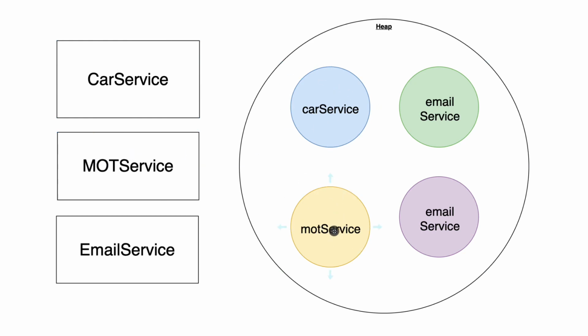And you also saw that MOT service might want to send an email, for example, if the car has an issue with the tires, or something is wrong with the car. Maybe this service class might want to send an email using this service in here. Then the same with car service. So maybe car service needs to send an email for whatever reason. Then you can see that we might actually have duplicates in here. So have a look. Email service is actually twice inside of the heap.